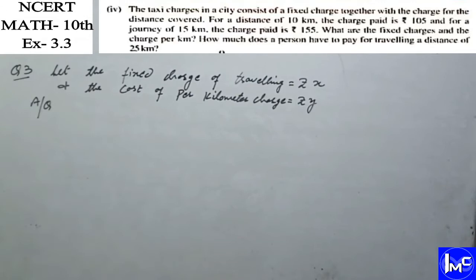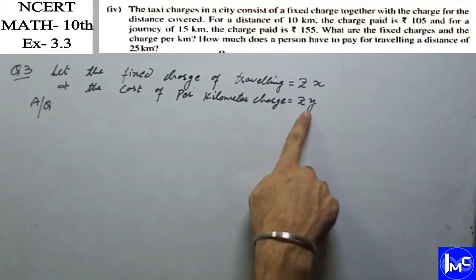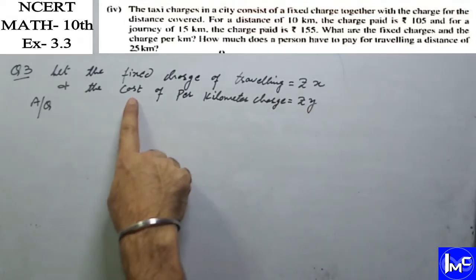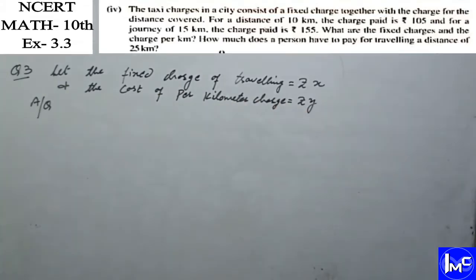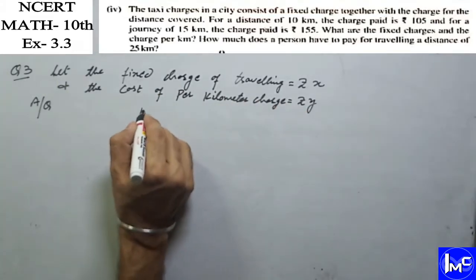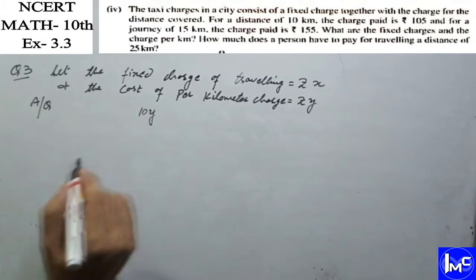Now we come to the situations or conditions. In first condition they say for a distance of 10 kilometers, and if we cover 10 kilometers, then for 10 kilometers we have to pay 10y, because cost of 1 kilometer is rupees y, and if we cover 10 kilometers then we have to pay rupees 10y.